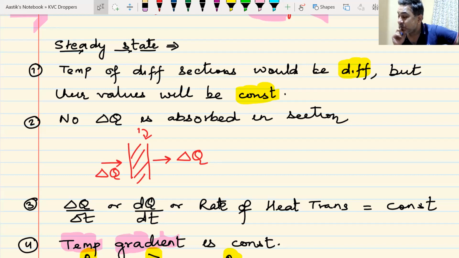So just to recollect your memories, these are the points about steady state. Do you remember the first point that I wrote? Can anyone read it for me now?